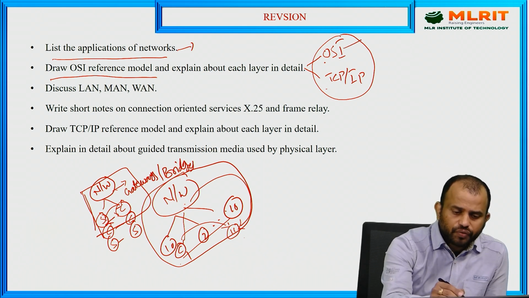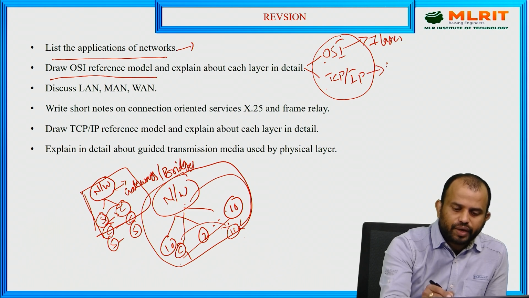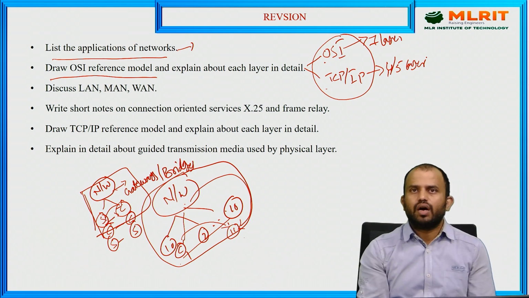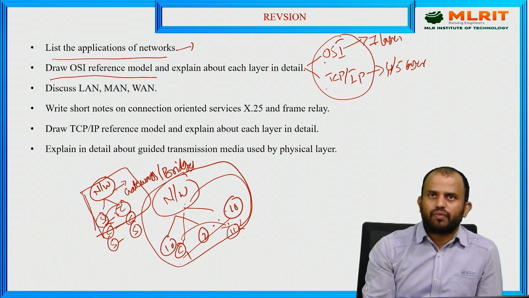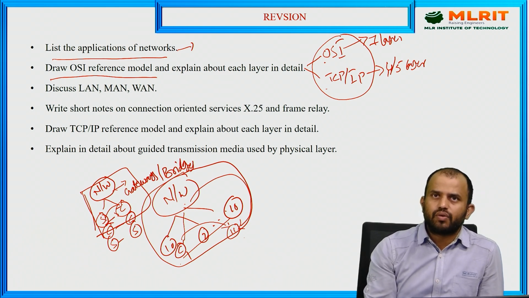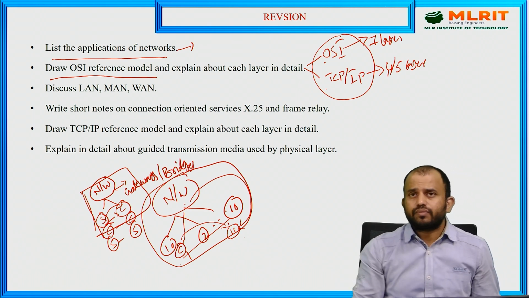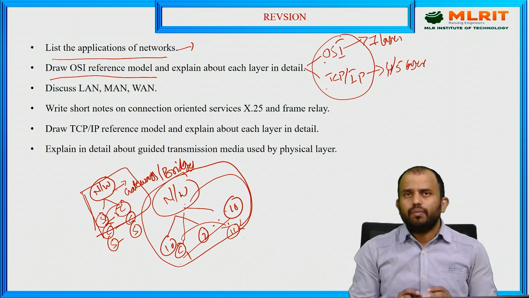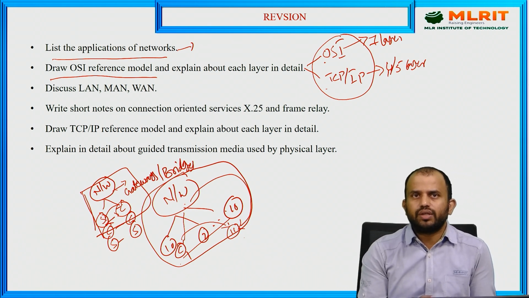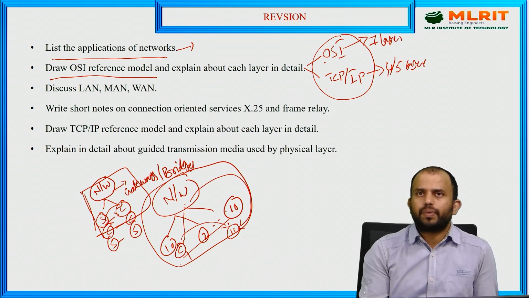In the OSI reference model we have 7 layers, but in the TCP/IP model we have 4 to 5 layers. As per the requirement, we use 4 layers or 5 layers, but in the OSI model we use 7 layers. What is the advantage of the 7 layers? While establishing the 7 layers, each and every layer has one particular advantage.